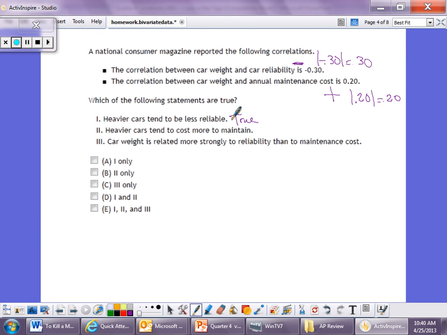So let's go to the maintenance one. It's a positive relationship. As one variable goes up, the other variable goes up. So as cars weigh more, their maintenance cost goes up. That's correct as well. True.